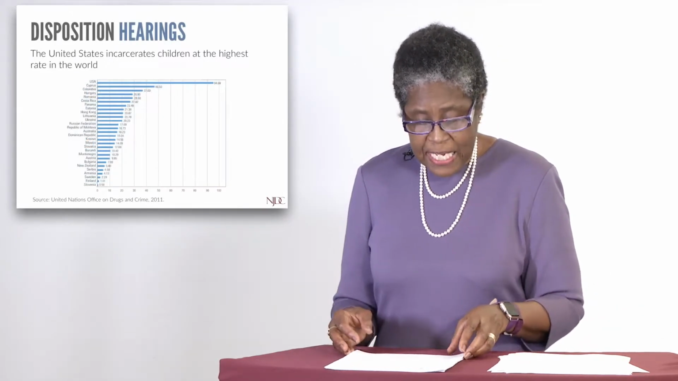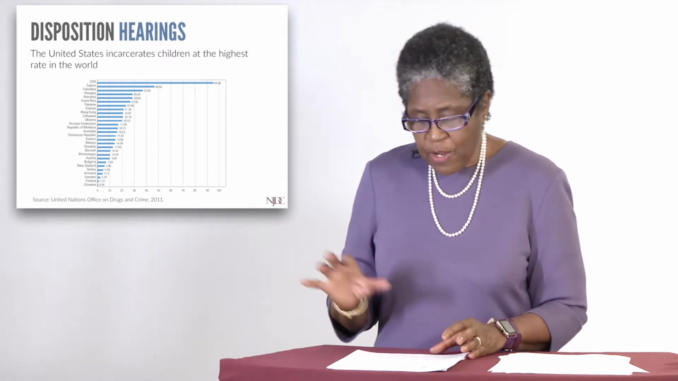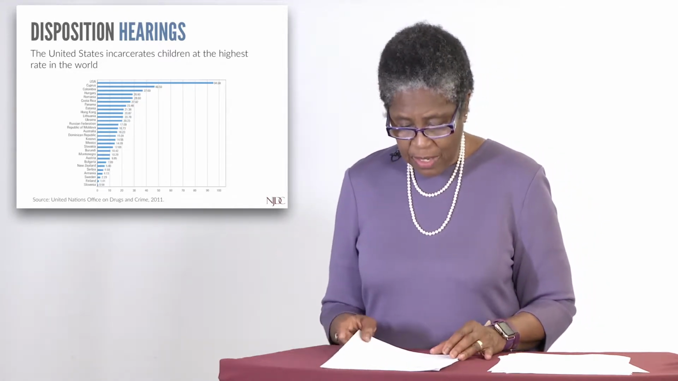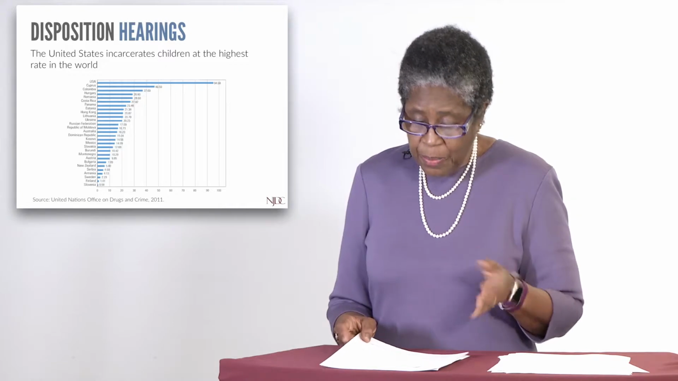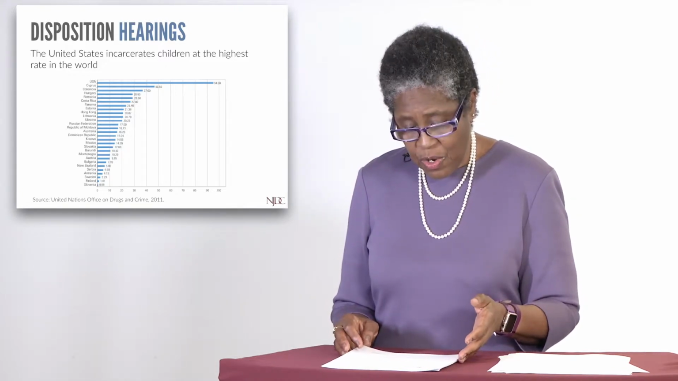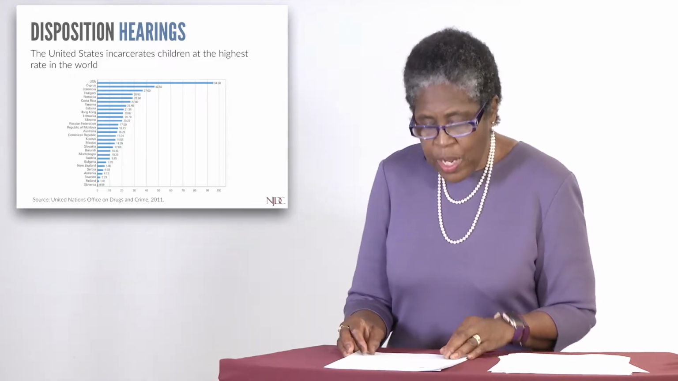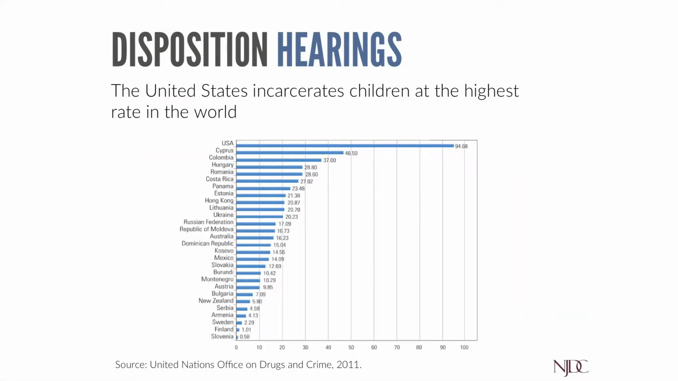At the disposition hearing, for anybody who feels like juvenile court isn't adversarial, and sometimes I've said that myself, you only have to look at the statistics to know that's not true. We are unique in the world. The United States incarcerates 2 times more youth than the next highest nation. In the US, it's 94.68 per 100,000. The next highest nation is Cyprus, at 46.5 per 100,000.